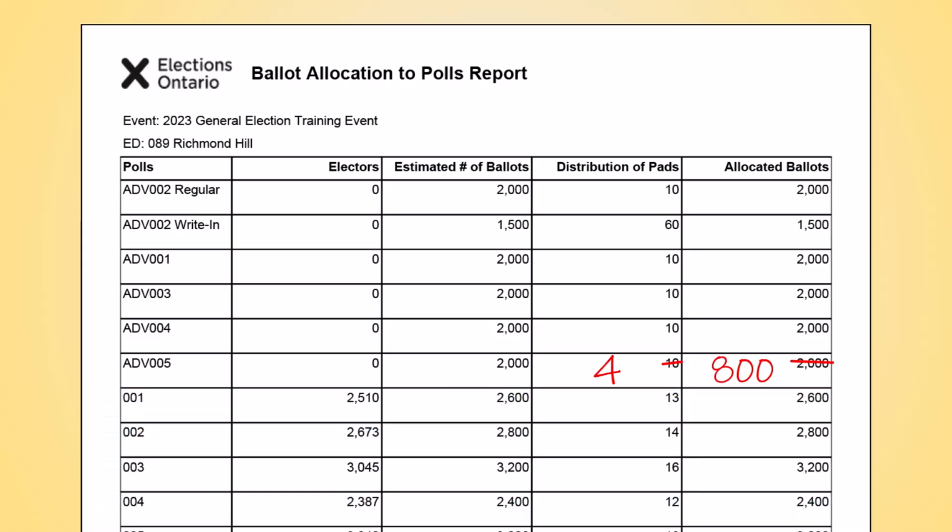Now that we've noted the ballots we're reallocating, we need to note where they are being reallocated to. Let's move them to ADV003 and 004. As long as the total number of ballots taken from one poll equals the total number given to other polls, you can reallocate to more than one poll. This follows the same process, except instead of subtracting, now we're adding.